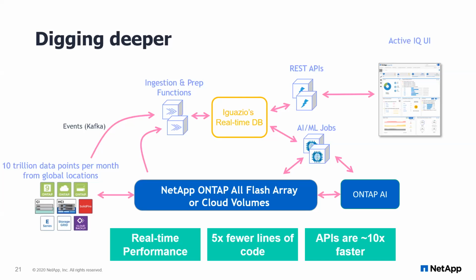We can also use it to feed our machine learning jobs. So it's pretty nice. This Iguazio database is now effectively both our feature store as well as a high-speed store to feed our APIs. And so we actually found that our new APIs are about 10 times faster than they were before.